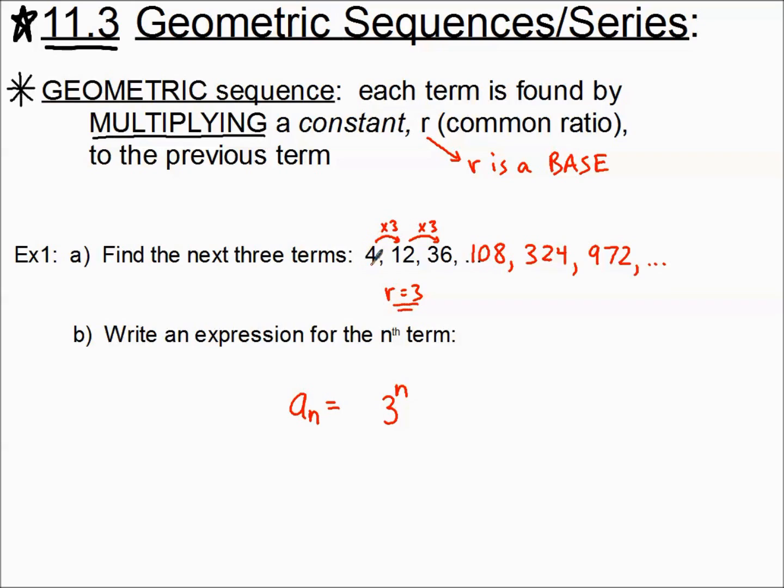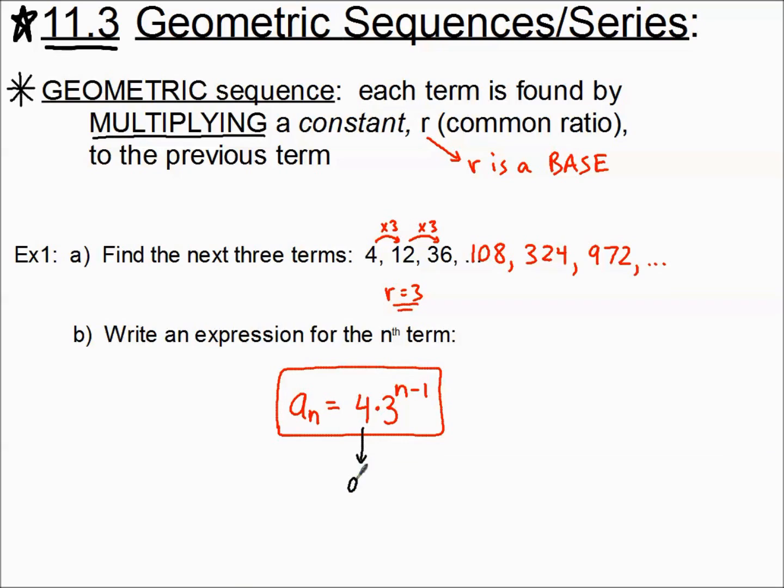So a little trick that you can do is if you take n minus 1 as your exponent, then when you plug in a 1, your exponent turns into a 0. And any base, no matter what R is, to the 0 power becomes 1. And then you simply have to multiply by whatever the first term you want to be. So that's how you can write the nth term, our little rule, for any geometric.